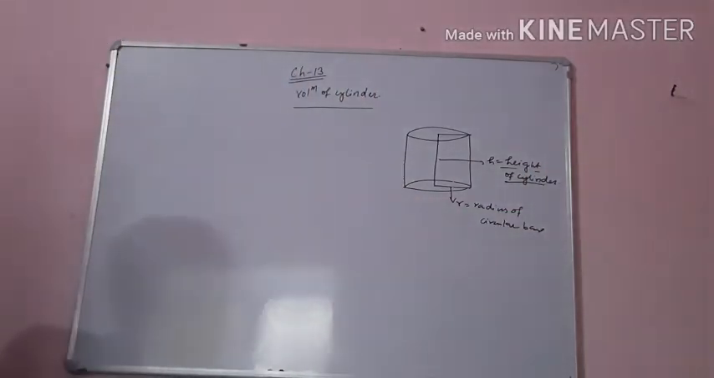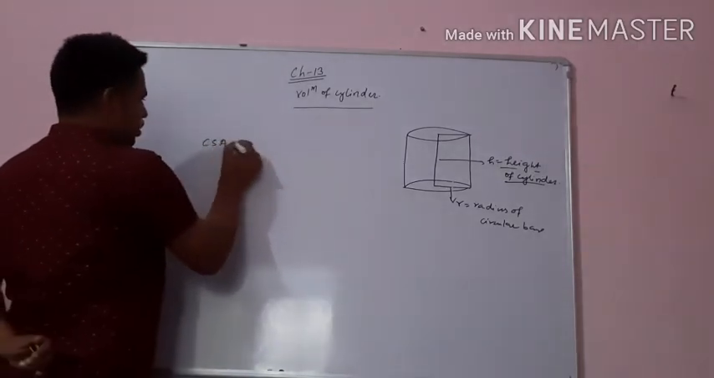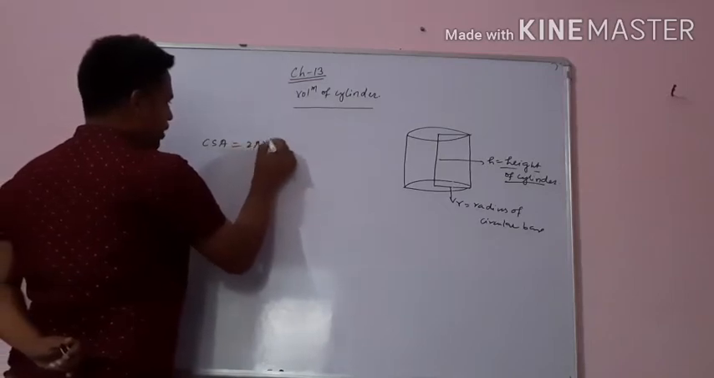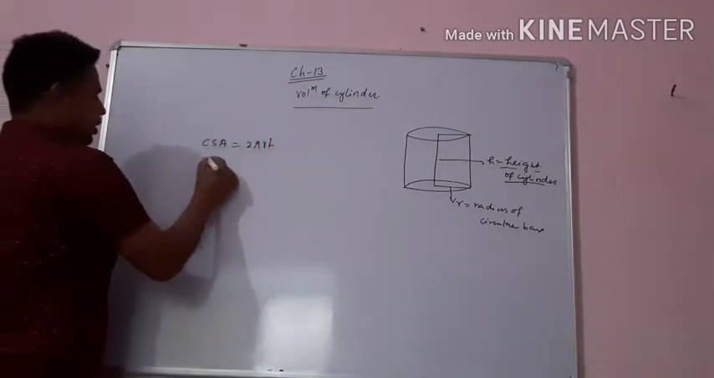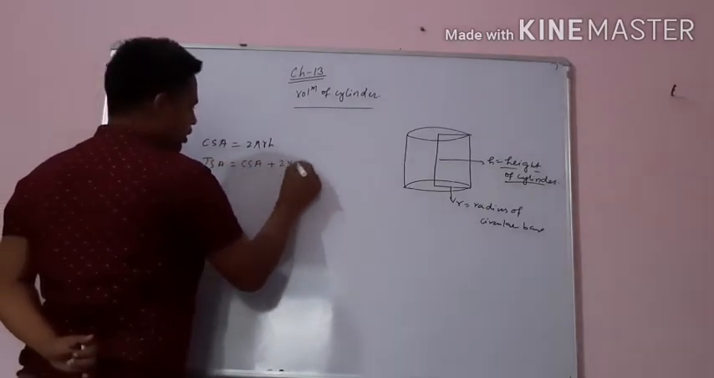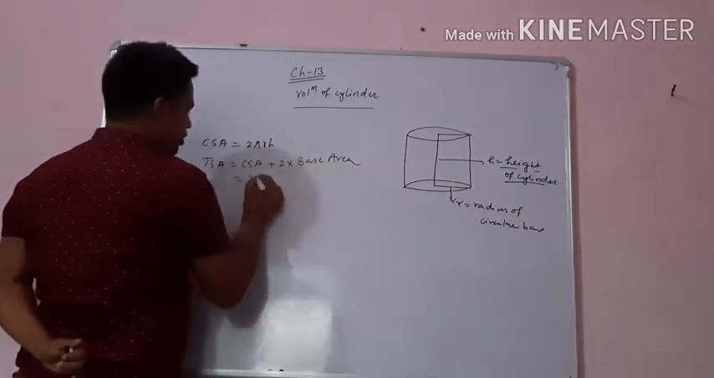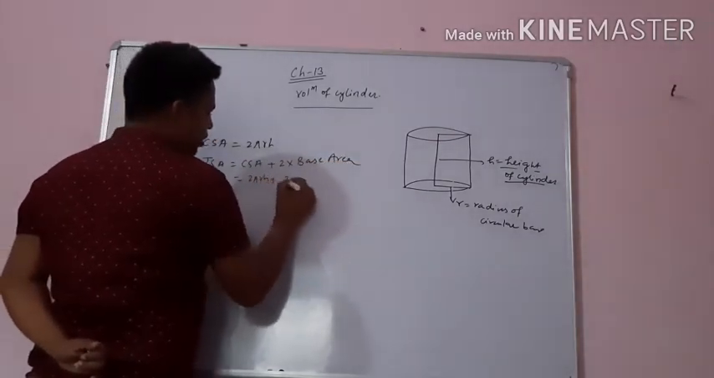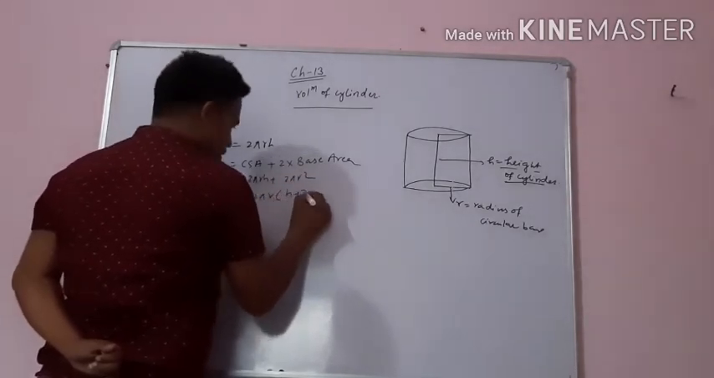In cylinder, till now we have studied CSA. CSA of cylinder is 2 pi r h and TSA is given as CSA plus 2 into base area, that is 2 pi r h plus 2 pi r square, 2 pi r (h plus r).